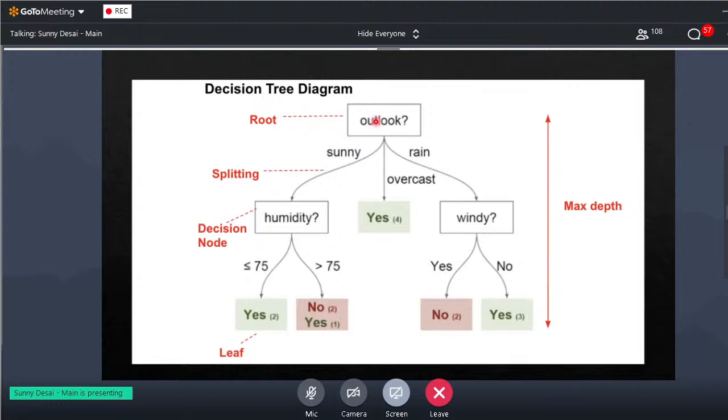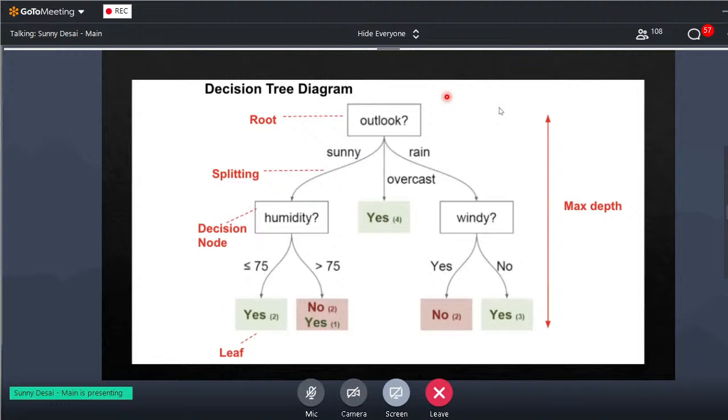I'm sure this must be very clear to you now. We are providing the data to the decision tree model, and based on the data available to it, it is just trying to break it into different smaller sections in order to arrive at a decision.